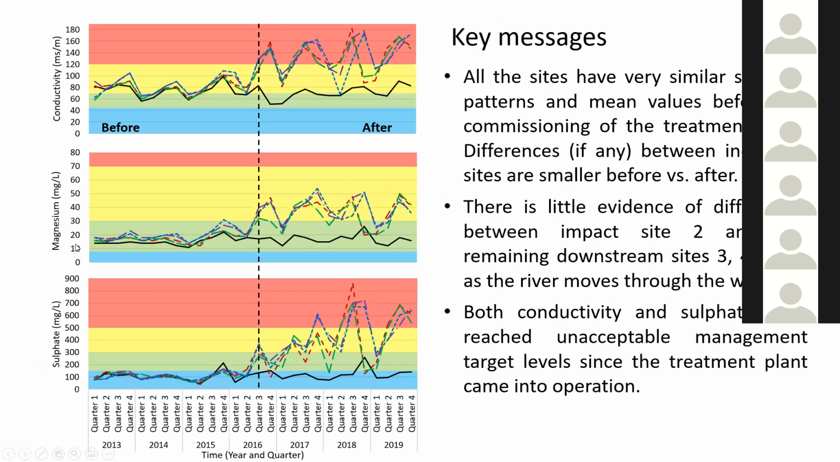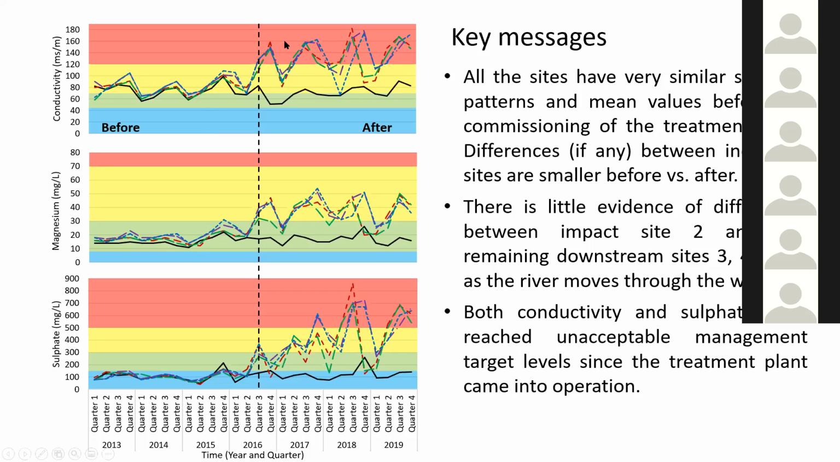Okay, so the key messages, and if we include magnesium here, all three of them together, is that all these sites before the treatment plant on the left here are behaving similarly, but when the treatment plant starts, we have a lot higher levels of conductivity, magnesium, and sulphate for all those downstream sites. And the reason why we included sites 3, 4, and 5 is to identify whether this chemical signature of what we are calling an increased TDS, or total dissolved solids, would be carried throughout the wetland. And we are seeing exactly that.